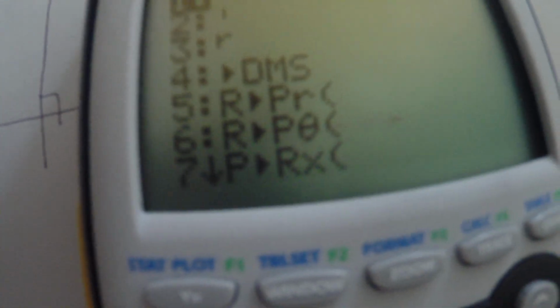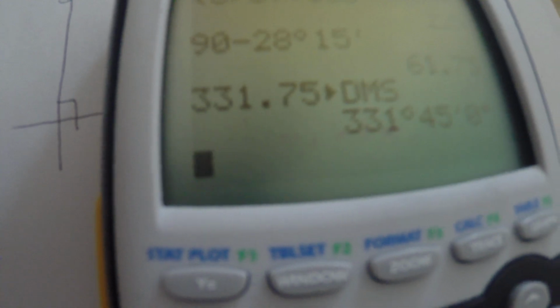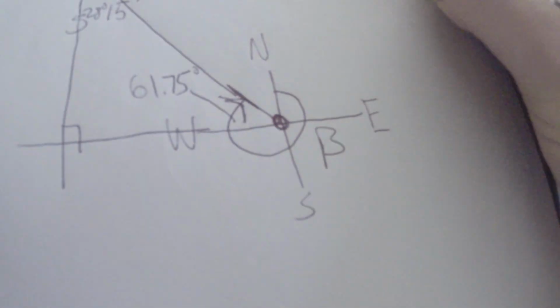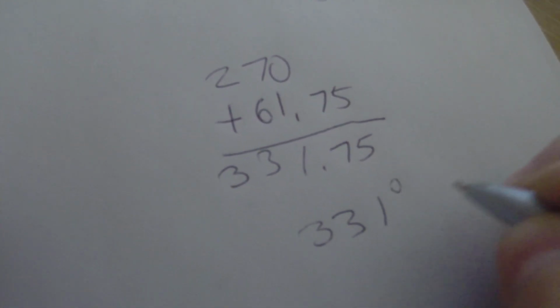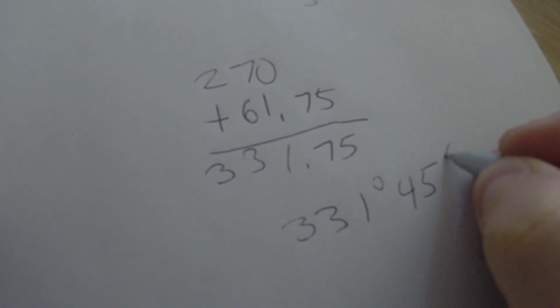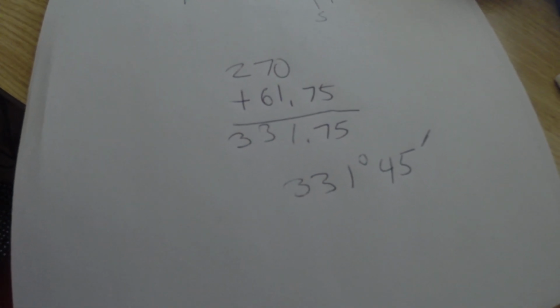I'm going to hit second apps. Well, not the same thing. This I'll actually hit DMS to convert. Okay, so it gives me 331 degrees and 45 minutes. All right. So this is 331 degrees and 45 minutes. And I am done with this question, okay? So there you have it.